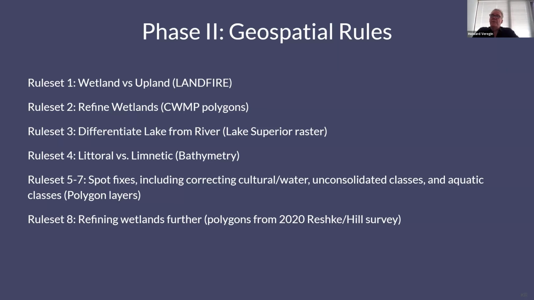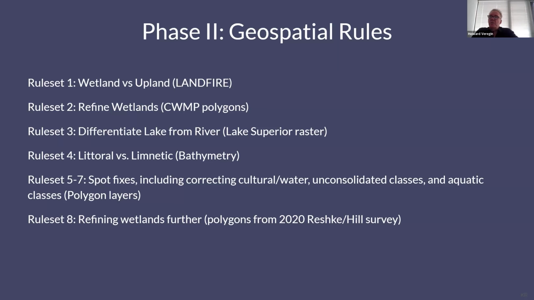And through a variety of different ancillary data sets, we refined the wetland categories. We were able to differentiate lake from river, which again, seems obvious to the human eye, but from a machine perspective is actually very difficult. We applied bathymetry data in order to derive the littoral versus limnetic subdivision, which was required for that class.